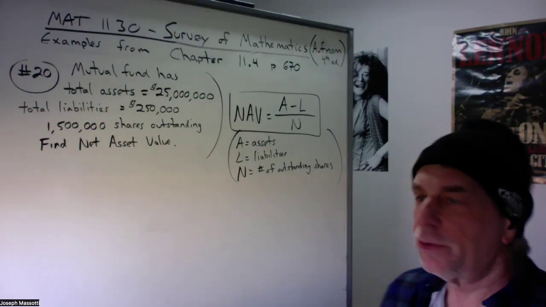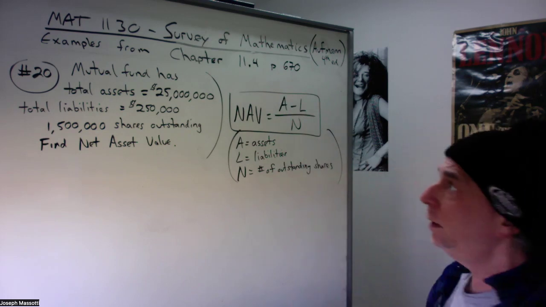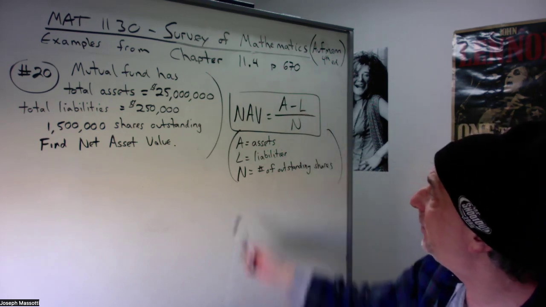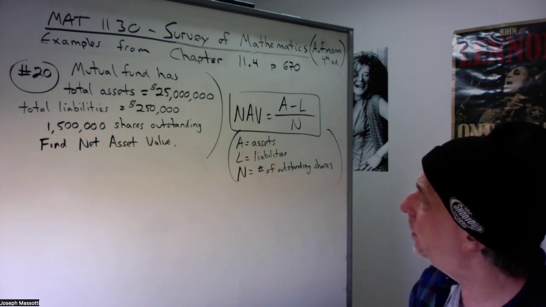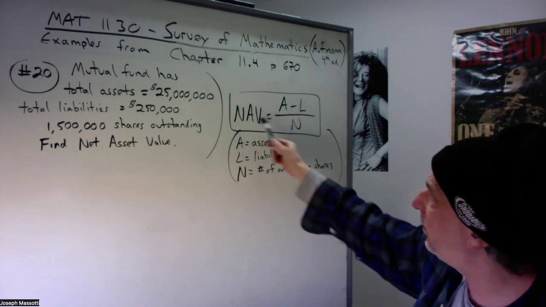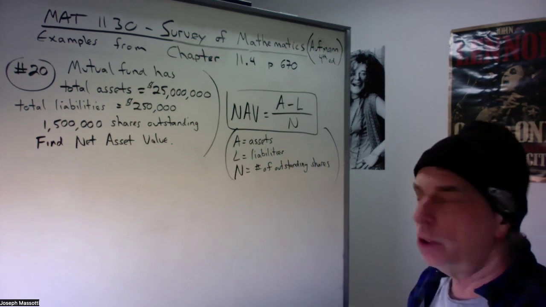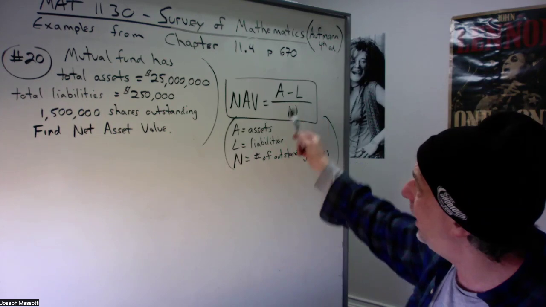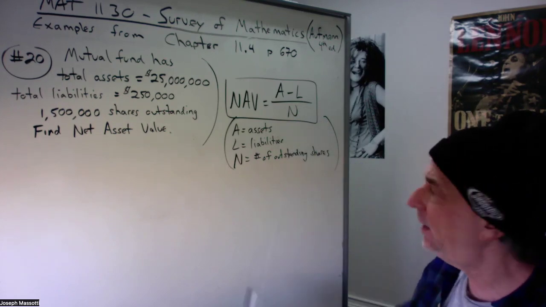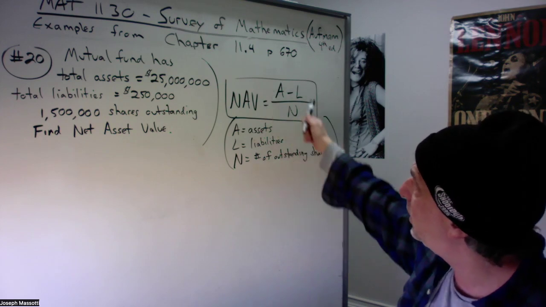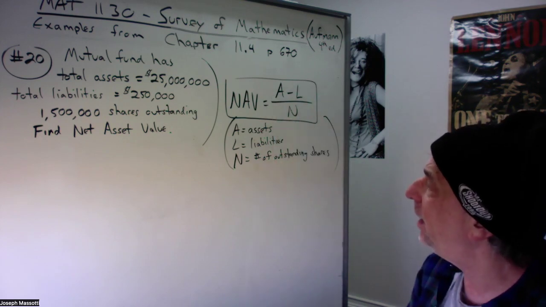A couple more problems from 11.4, a couple of word problems, on page 670 having to do with net asset value. So the net asset value function, pretty simple equation here, three unknowns: A for assets, L for liabilities, and N is the number of shares outstanding. And we just plug that into the formula to get our net asset value.